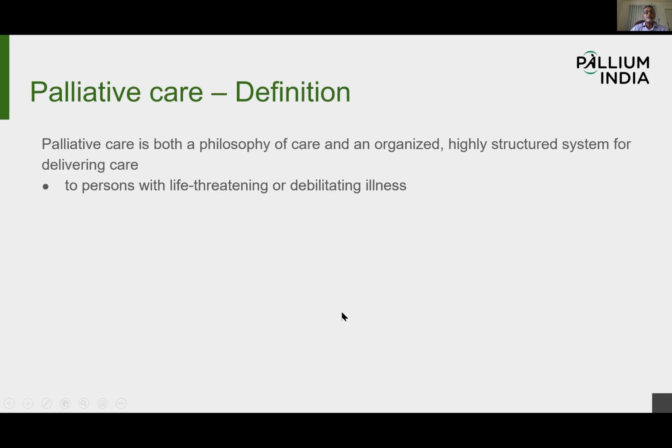This is one of the most important things that we need to focus on. It's about people with illnesses that are not actually life-threatening; I would rather put it as life-limiting or debilitating illnesses. That is where the kind of care we're talking about, palliative care, becomes more relevant.